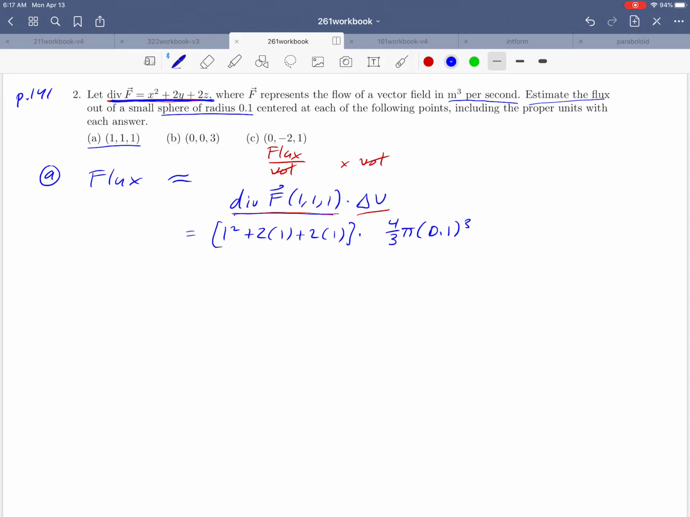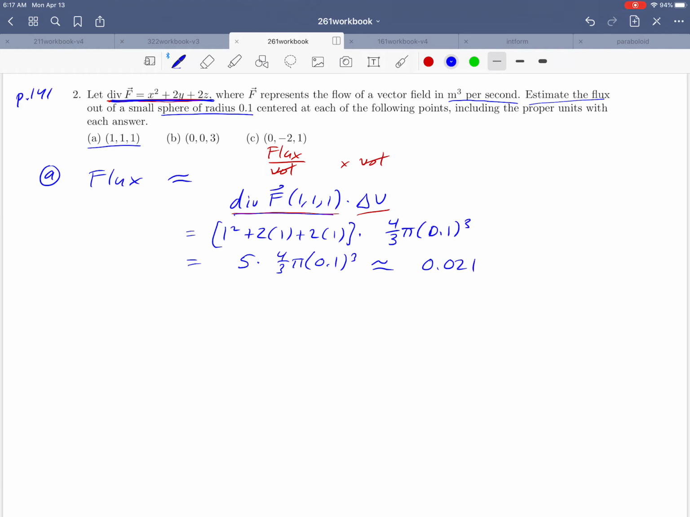Now it's a matter of just crunching out the numbers here. So our divergence works out to be 5. We're going to multiply that by 4/3 pi times 0.1 cubed. Okay, and you can double check my arithmetic here. That turns out to be about 0.021.